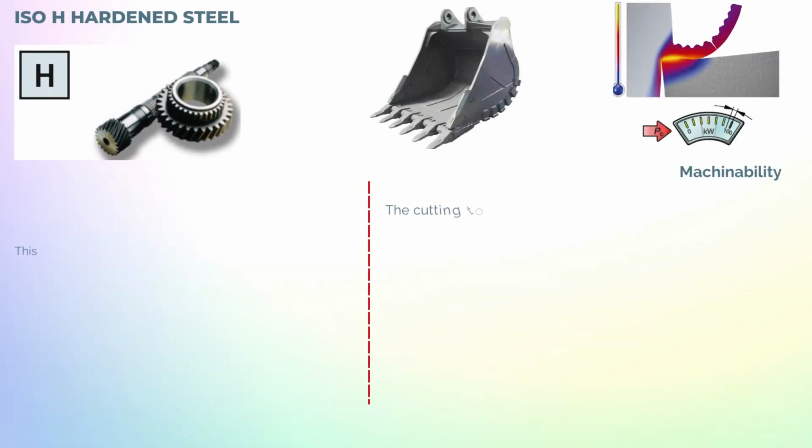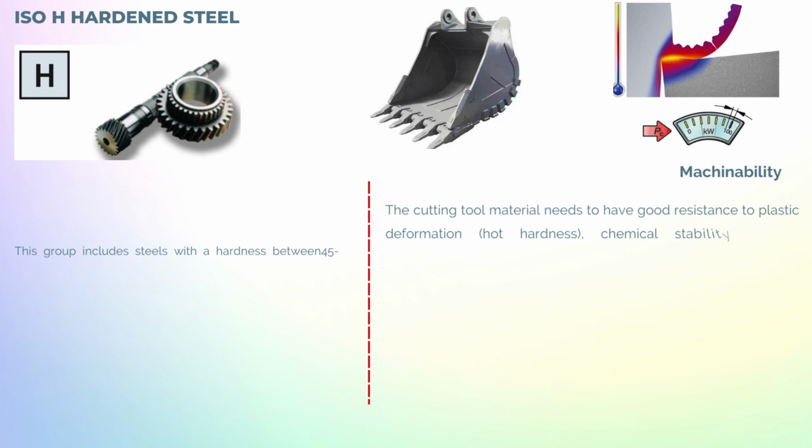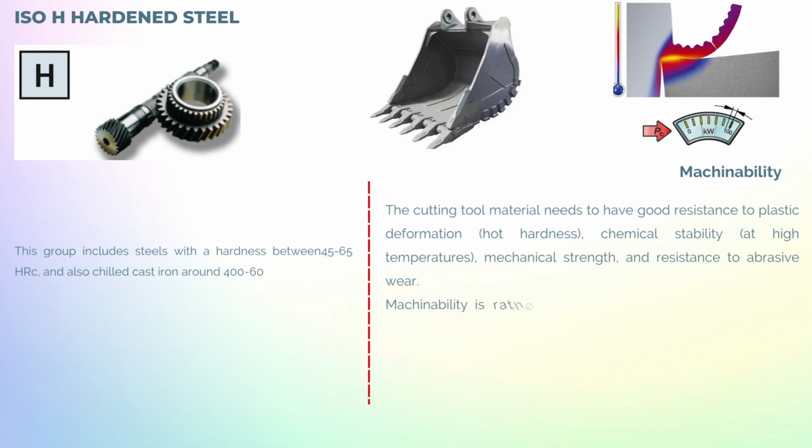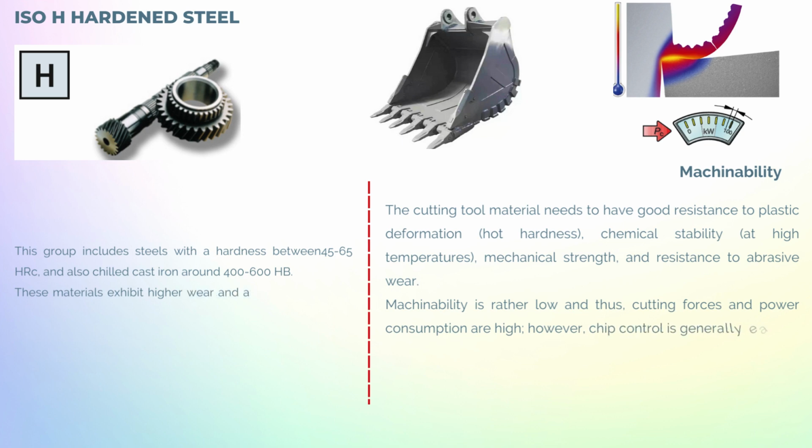Hardened and tempered steels, for example bearing steel, tool steel, martensitic stainless steel, chilled cast iron, and hardened cast iron are included in the ISO H material group. This is the smallest material group and is relevant only to hardened counterparts of materials belonging to other material groups such as P, M, or K.